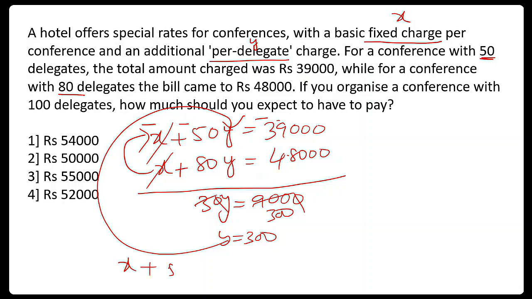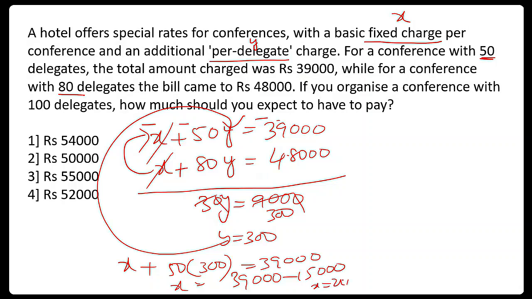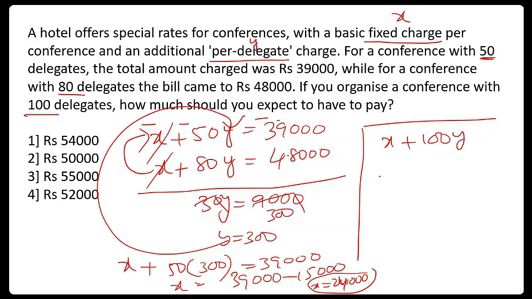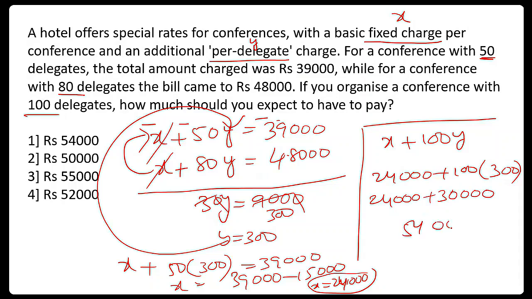So I'm substituting in the first equation. 50 into 300 is 15,000, so X is equal to 39,000 minus 15,000, which is 24,000. So the fixed charge is 24,000. Now for 100 delegates, it's going to be X plus 100Y. So that is 24,000 plus 100 into 300, which is 24,000 plus 30,000, 54,000 rupees.